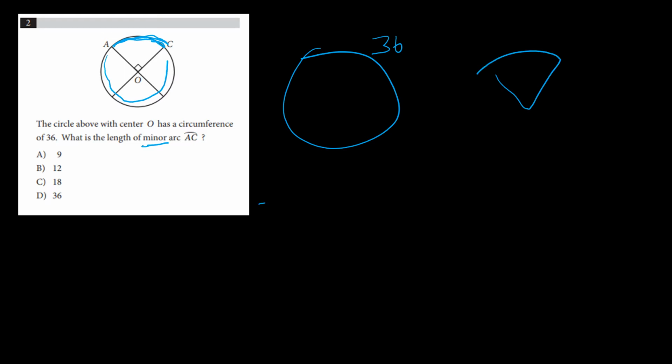Okay, the circle above has a circumference of 36. What is the length of minor arc AC? So we're looking for the arc from there to there. And we know it's the smaller one, not this one, because it says minor arc. The whole circle is 36, which means a quarter of the circle is going to be 36 divided by 4, which is 9. Answer choice A. Okay, let's keep moving.